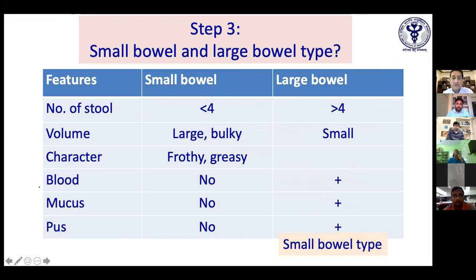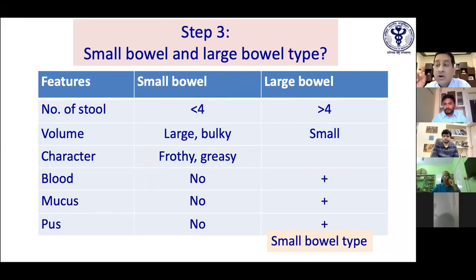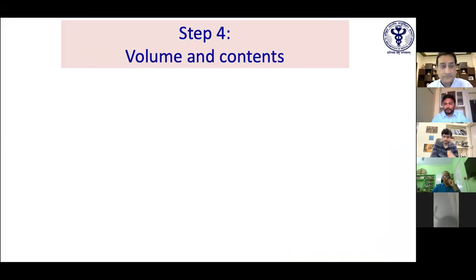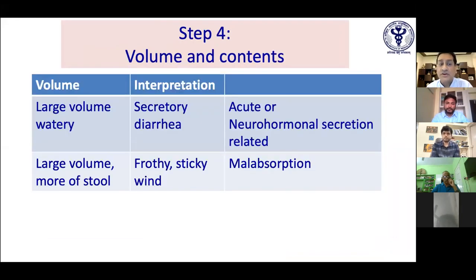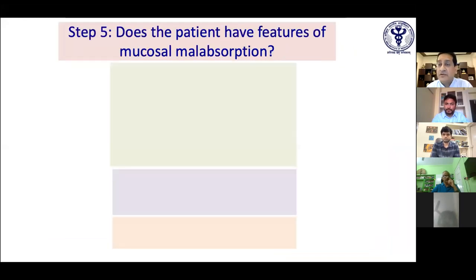If there's blood in the stool or mucus or pus, it tells you that the rectum is involved. Tenesmus means the rectum is involved, not the whole large intestine. Volume of content, I already told you, large volume and high frequency is a secretory form of diarrhea. Look at features of malabsorption.